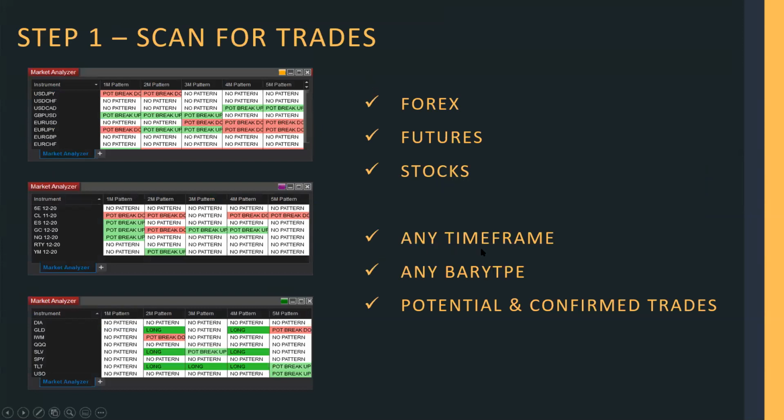Scanners. We talked about scanners. Any time frame, any bar type, potential and confirmed. They're all in there. You can put them however you want.